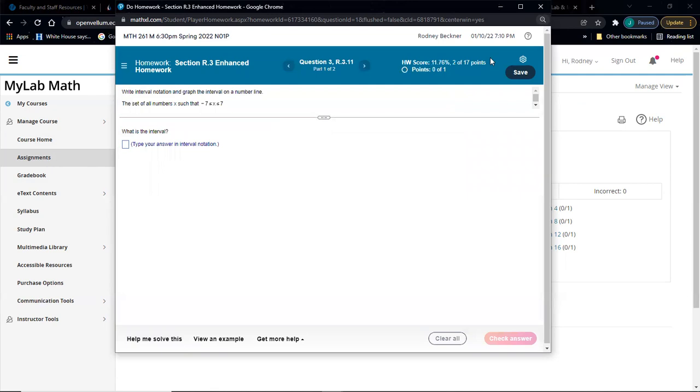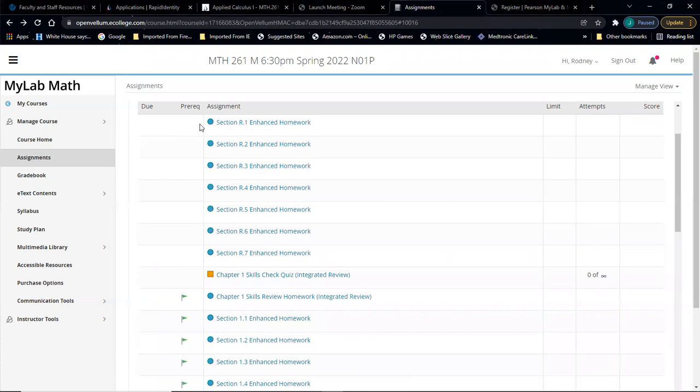So again, the review material stuff here, you don't have to complete. If you get 100s on it, it's not going to help your grade. If you get 10s on them, it's not going to hurt your grade. If you don't do them all, it's not going to hurt your grade. You'll have to do this.